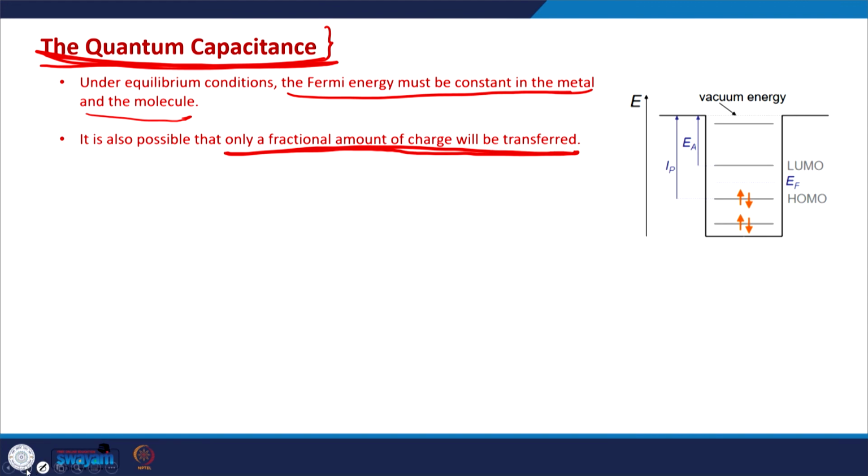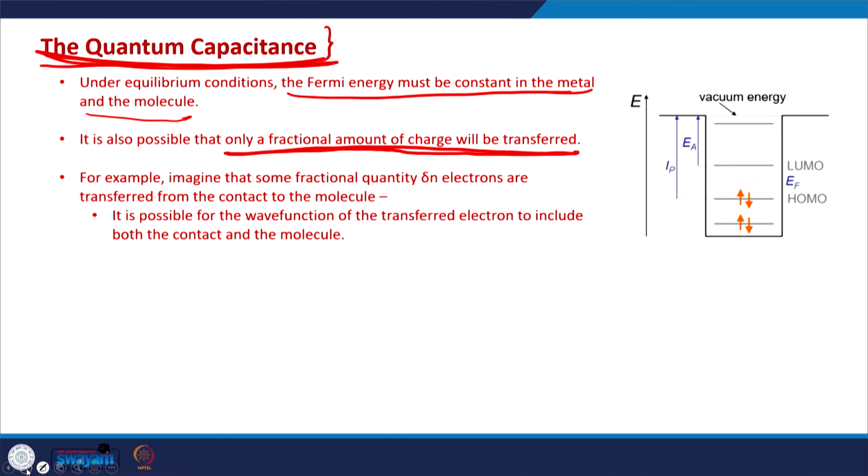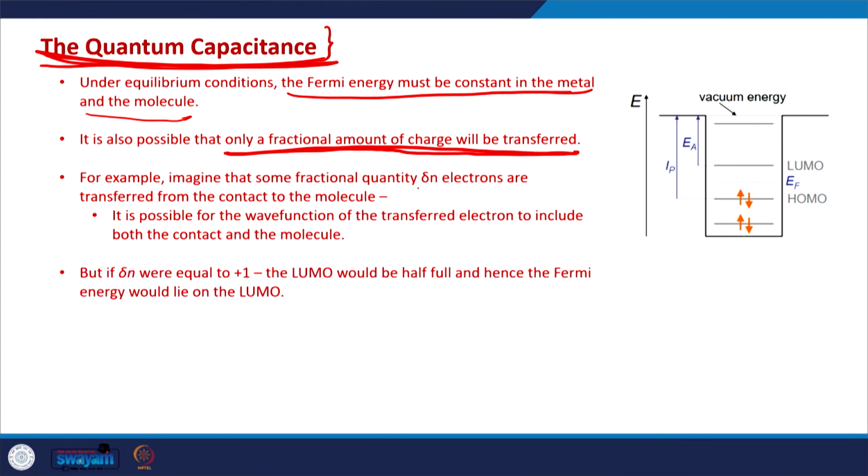Okay. So we will consider the case in which delta n electrons are transferred from the contact to the molecule. If delta n is plus 1, which means that one electron is transferred from metal to the quantum dot, in that case the LUMO will be half filled if the HOMO was already fully occupied, and that's what we assume, and that's why the Fermi energy or the Fermi level will now be at the LUMO level.